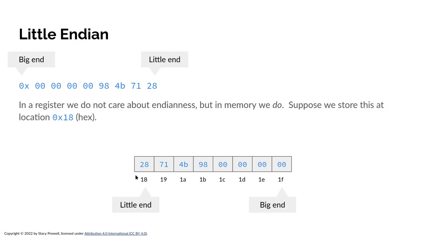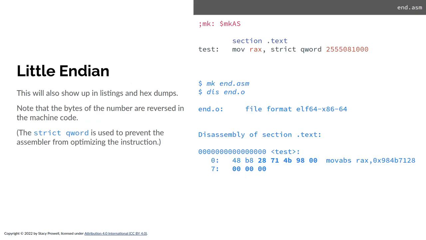It'll take the little end of it, which is 28, and put it at 18. The next higher order byte, it'll put at 19. The next one here, and so on. It basically looks to us like it's reversed it. In reality, it hasn't, right? This is just a number in a register, and this is how it gets written into memory. That's it. Simple stuff. It just looks backwards to us because we're used to reading them left to right, and if we look at memory as increasing to the right, they look backward. Again, it's just the way of looking at it. It'll show up a lot in listings and hex dumps. You have to get used to looking at this stuff.